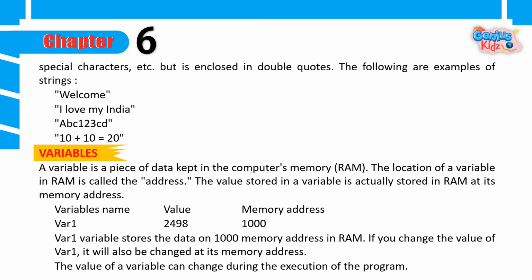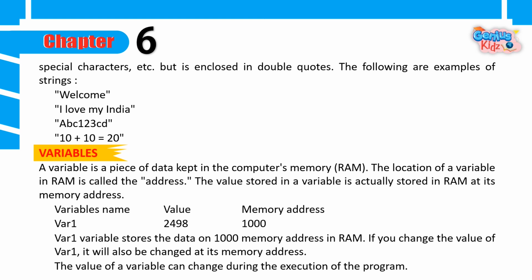Variables. A variable is a piece of data kept in the computer's memory, RAM. The location of a variable in RAM is called the address. The value stored in a variable is actually stored in RAM at its memory address.